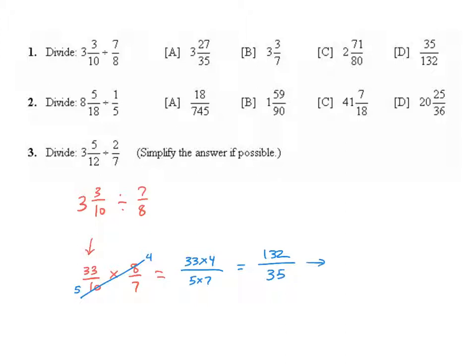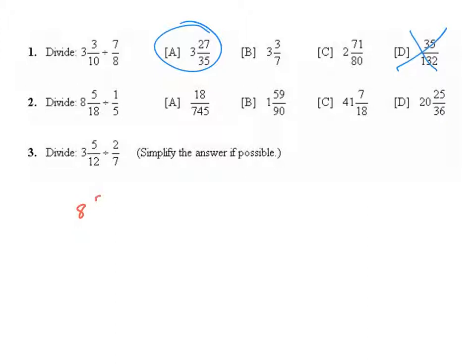Change it to a mixed number by dividing. And this is where I can go back and look at the answer choices and get some help there. I know that D is unreasonable. And it looks like 35 is going to go into 132 either three times or twice. I'm going to check 3 times off to the side. That'll be 105. So it looks like it is going to be 3 times. 32 minus 5 is 27. So I have 3 and 27 over 35, which is A.